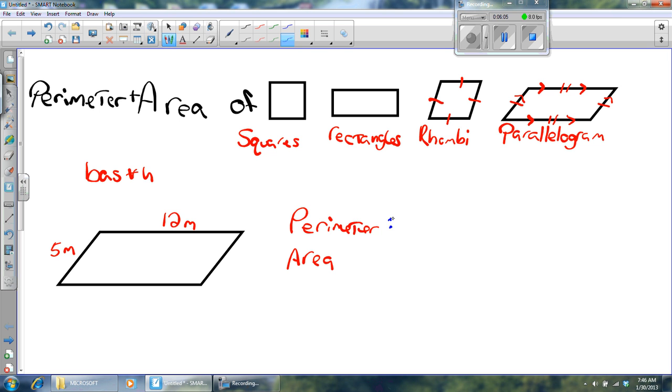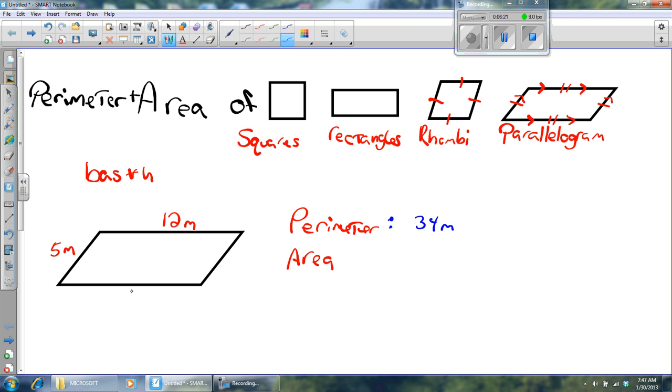All right, well, go ahead and see if you can do it on your own. When you're ready to see my solution, pause it. My solution for the perimeter is 34 meters. You might be looking at this wondering how I got 34 meters.